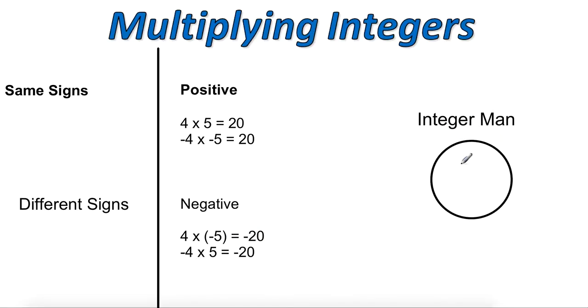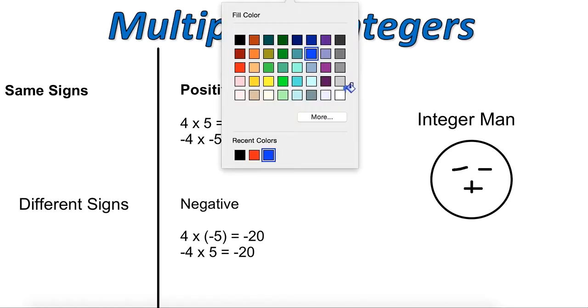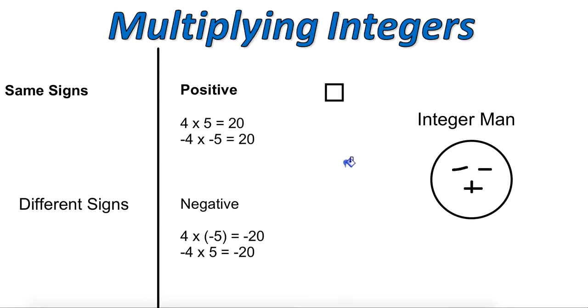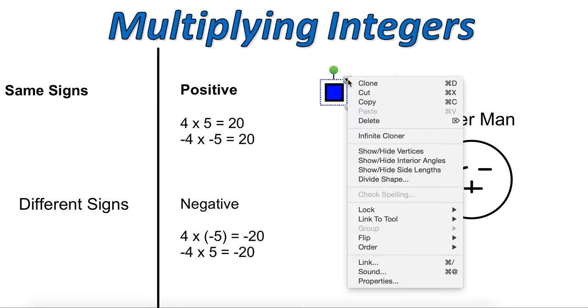A fun way to remember this is a little integer man. It looks like this. What I mean by this is we're going to use a little cover up here. I'm just going to use a shape to cover some things. So let's say a little square here, okay? And let's color it in. Color it in blue, perfect. Okay, I'm going to use this to cover up pieces, so I want you to watch for a second.